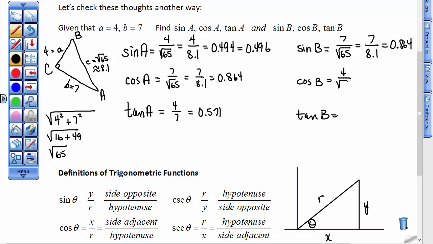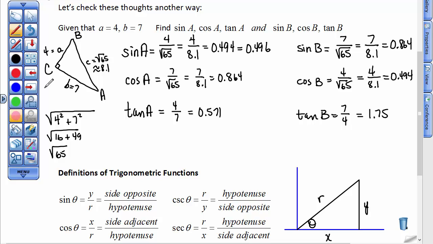of 65. Again, you could write it as 4 over 8.1. You could write it as 0.494. Or maybe that's 0.496, I'm not sure. 4 divided by 8.1. Yeah, that's 0.494. The tangent of angle B, side opposite over side adjacent. So this one is 7 over 4, when this one was 4 over 7, and that's equal to 1.75.